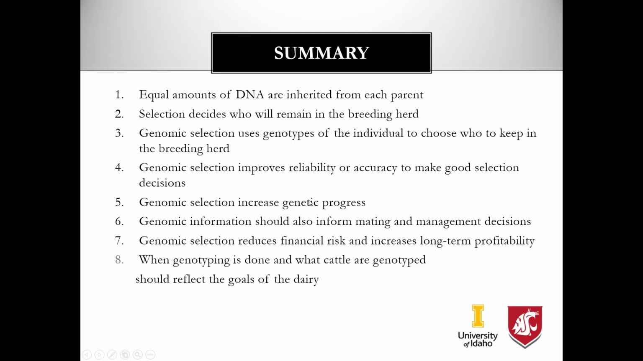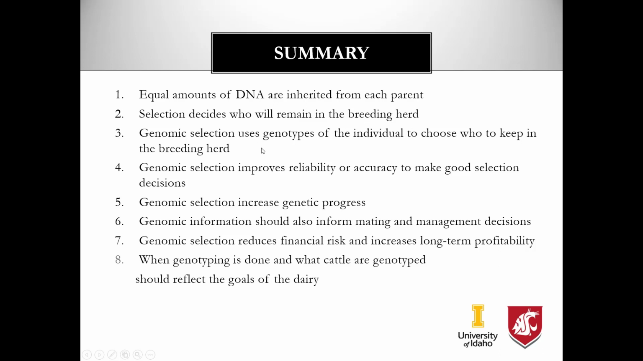So in summary, equal amounts of DNA are inherited from each parent to the offspring, but we're not sure what DNA exactly they're going to get because they have the option of getting one chromosome or parts of one chromosome out of two. Selection decides who will remain in the breeding herd.